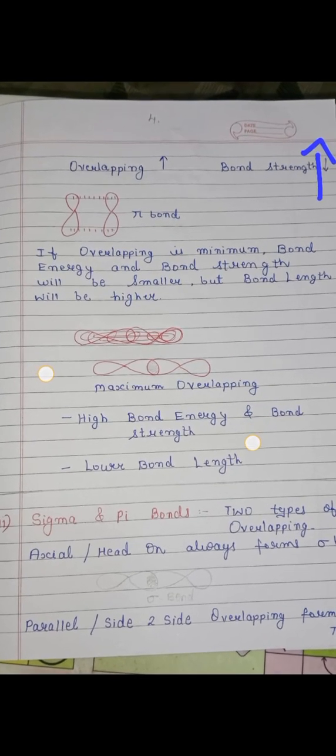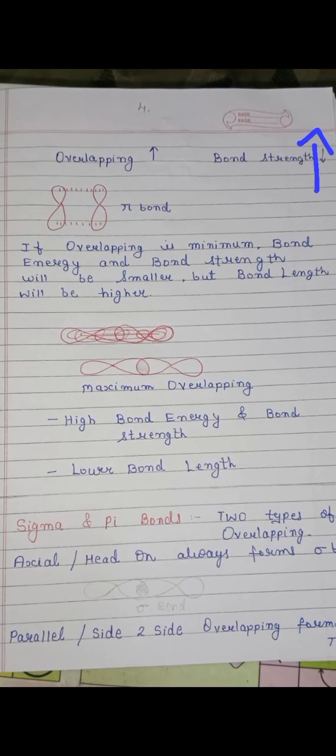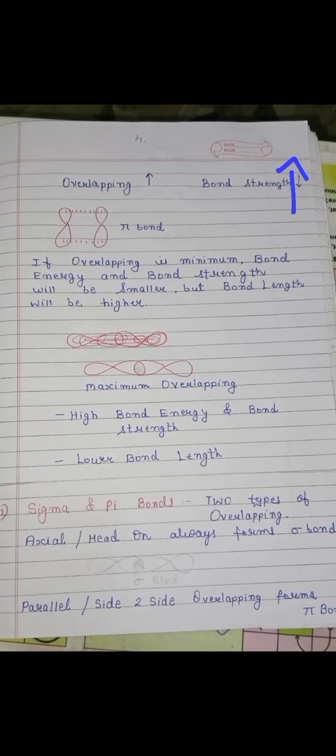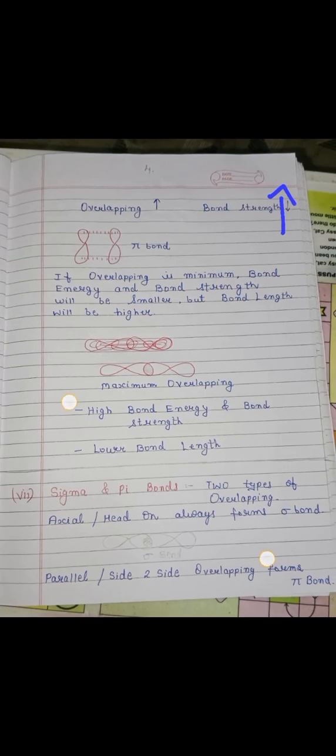Here I have taken an example of a pi bond. It is a lateral overlapping, or we can say a parallel overlapping. If overlapping is minimum, the bond energy and bond strength will be smaller, but the bond length will be higher. Here I've taken the example of the s orbital: head-on overlapping, maximum overlapping. If overlapping is maximum, your bond energy and bond strength will be higher, but the bond length will be lower. So we can say overlapping is directly proportional to the bond energy and bond strength, but inversely proportional to the bond length.